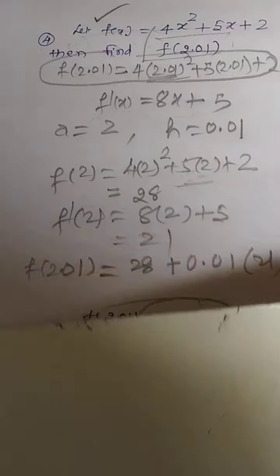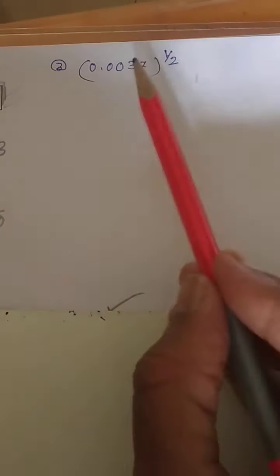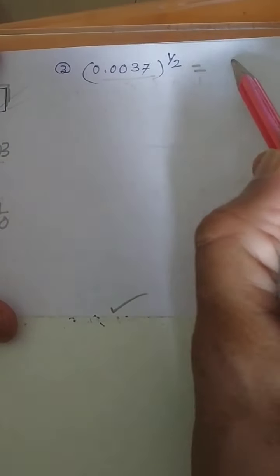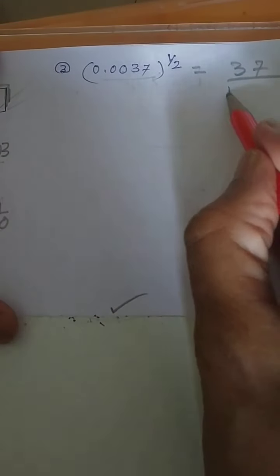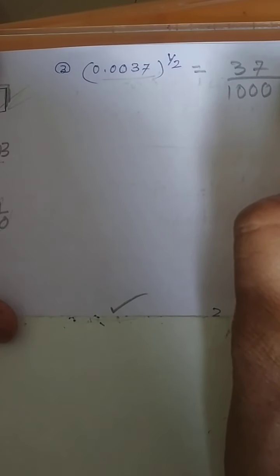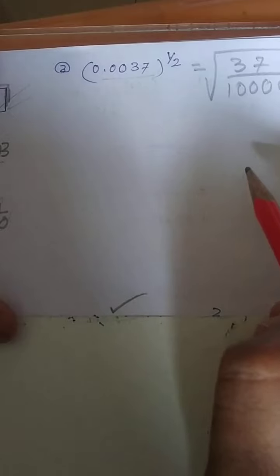One more last question. See this question. Finding the square root of this expression. So look at this expression. The first thought that comes is 37 divided by 1, 2, 3, 4. Over here 1, 2, 3, 4 I will write. I have written 3 only. It is 4. And it's a square root.